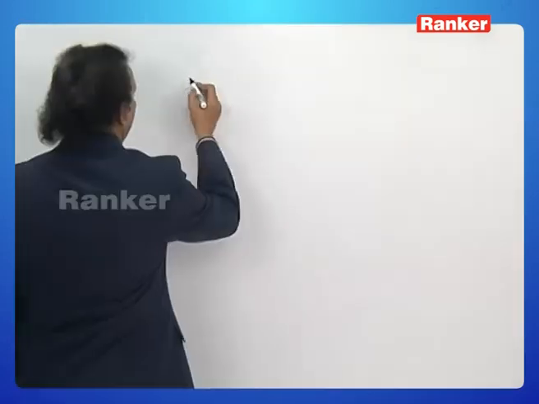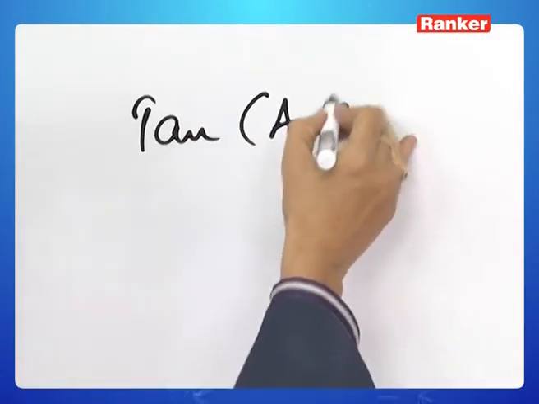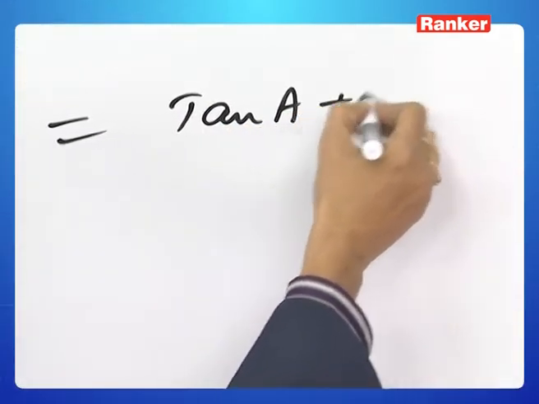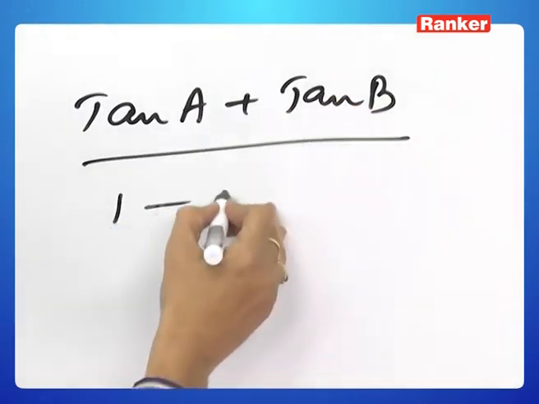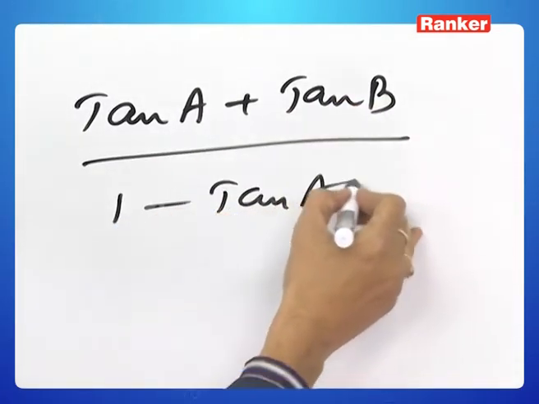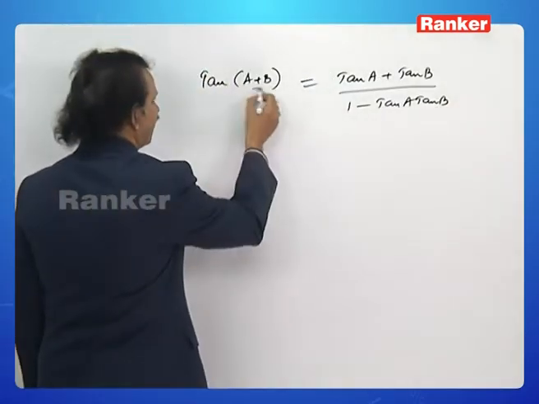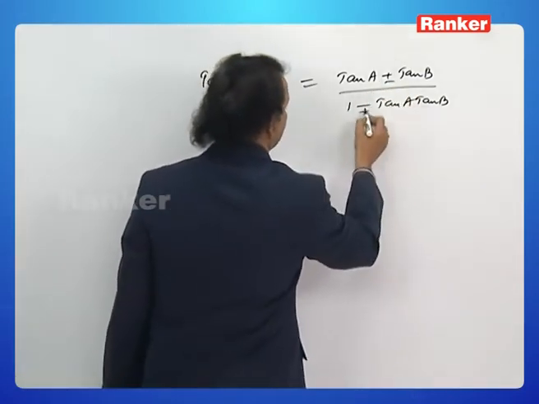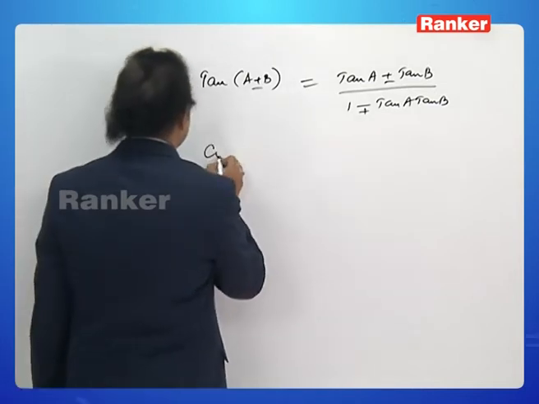Well done. Again, tan of a plus b. What is tan of a plus b? This is equal to tan a plus tan b by 1 minus tan a tan b. And tan of a minus b is equal to tan a minus tan b by 1 plus tan a tan b. Good. Cot of a plus b.